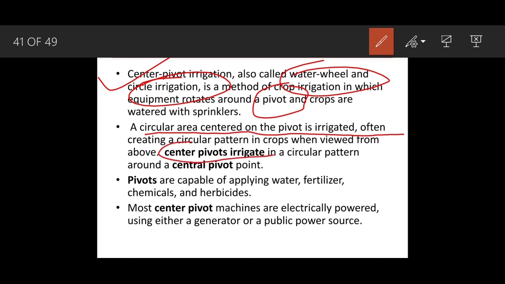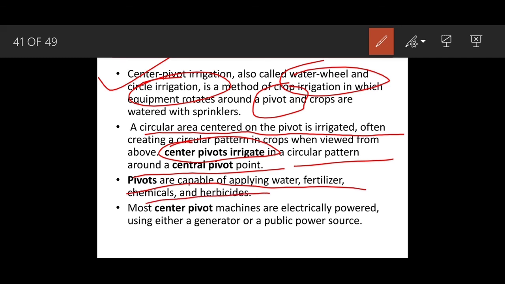Center pivots irrigate in a circular pattern around a central pivot point. As I told you, the center point is there, and the sprinklers move all around it and provide water in a circular way. Now pivots are capable of carrying water, fertilizer, chemicals and herbicides.